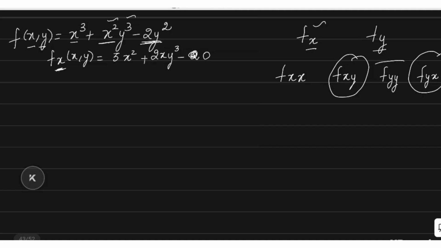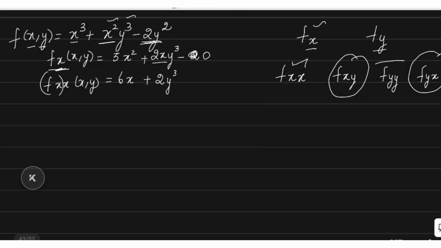Next, I'll find the second derivative of this, fxx. I've already found fx. Again, I'm going to differentiate with respect to x. So differentiation of 3x square is nothing but 6x, plus differentiation of 2x is 2, and y cube is a constant. It comes along with the function. Okay, this is fxx.